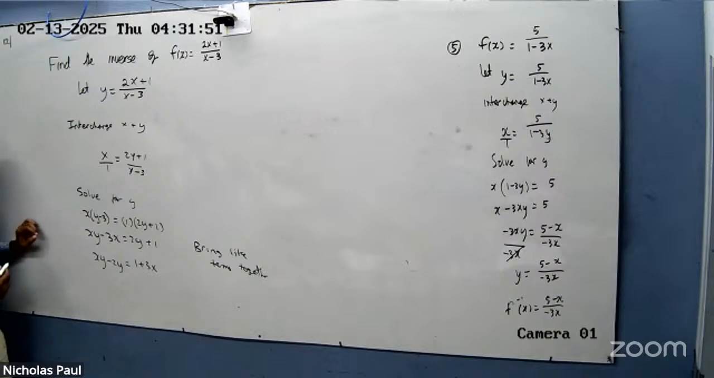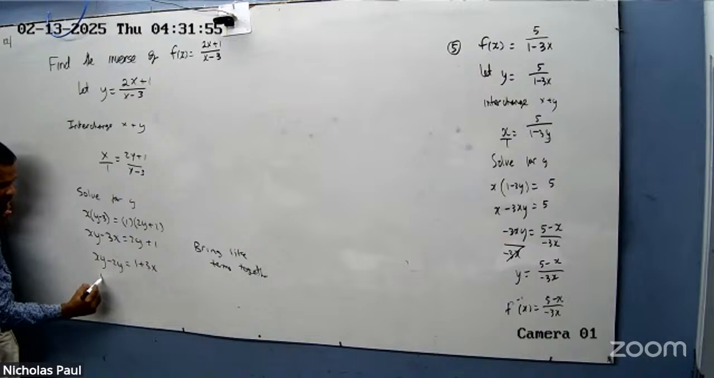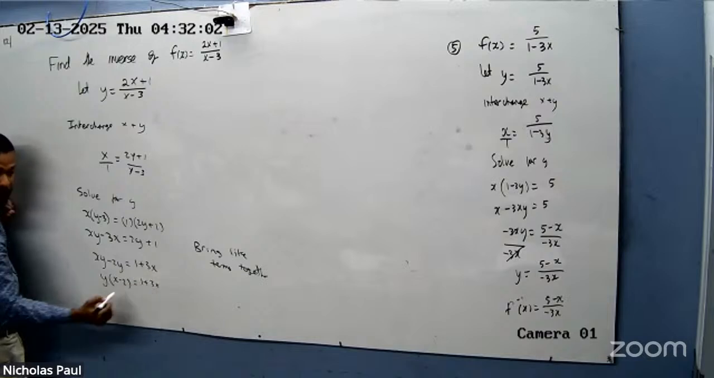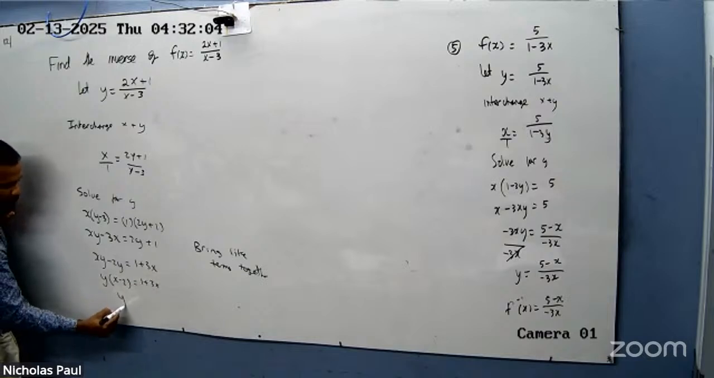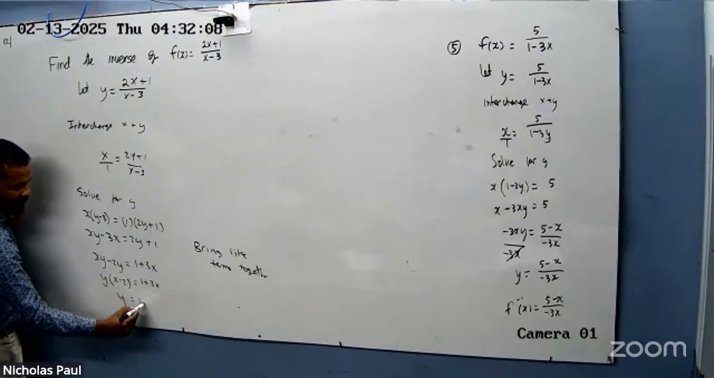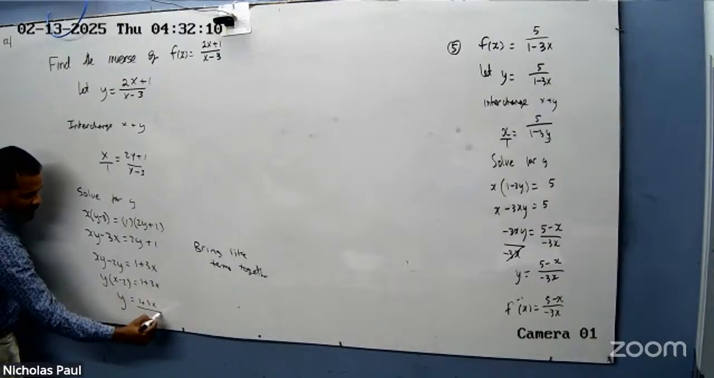So factor out y. Since I have y in both of them, I can factor out y, and I'll get y times x minus 2 is equal to 1 plus 3x. Last step, make y the subject. This is multiplied, so I'm moving it here and it becomes divide.